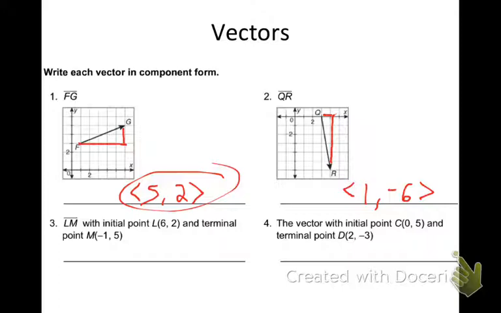All right, so let's look at number 3 here. LM with initial point L, 6, 2, and terminal point M, negative 1, 5. What is my component form for that? Negative 7, 3 is correct. Nice job. And number 4, the vector with initial point C and terminal point D. What is the component form for that one? 2 and negative 8. And that is the component form. Okay, nice job.